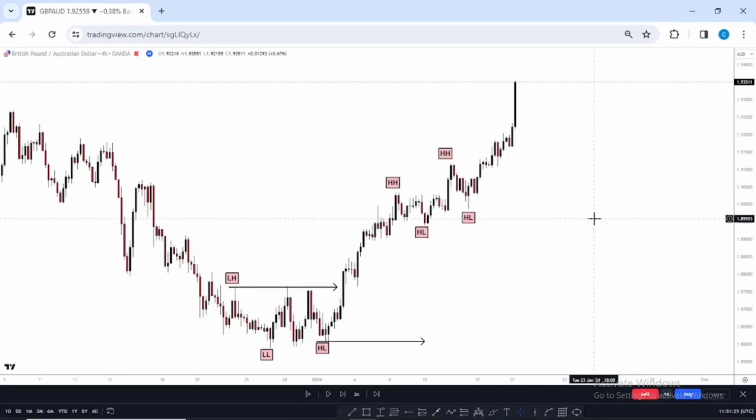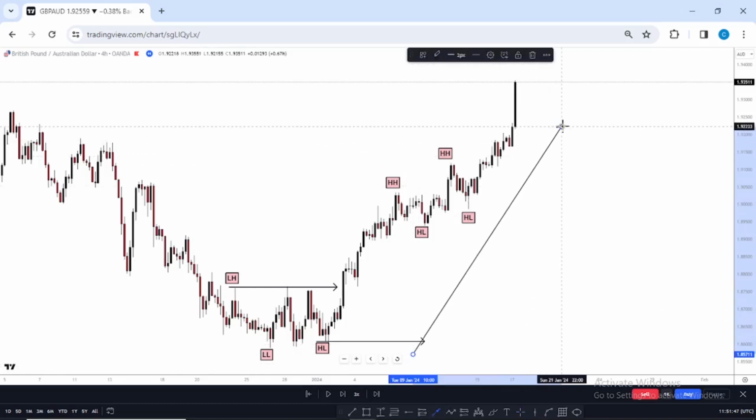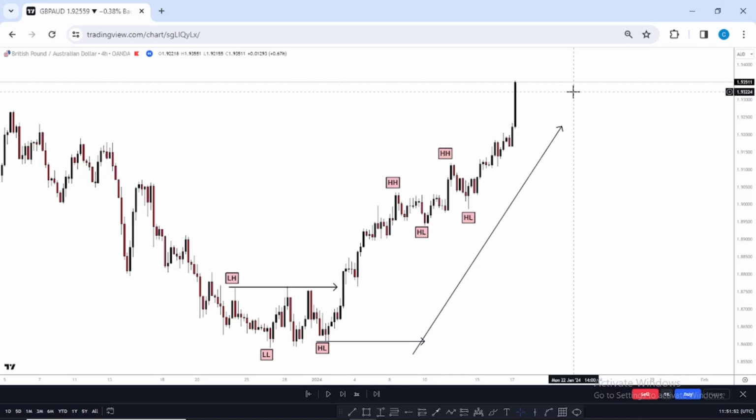Alright, so now starting from the 4H time frame, what was the first thing I did? The first thing I did was to identify the trend of the market. And looking at the chart, what trend are we in? We're in an uptrend.